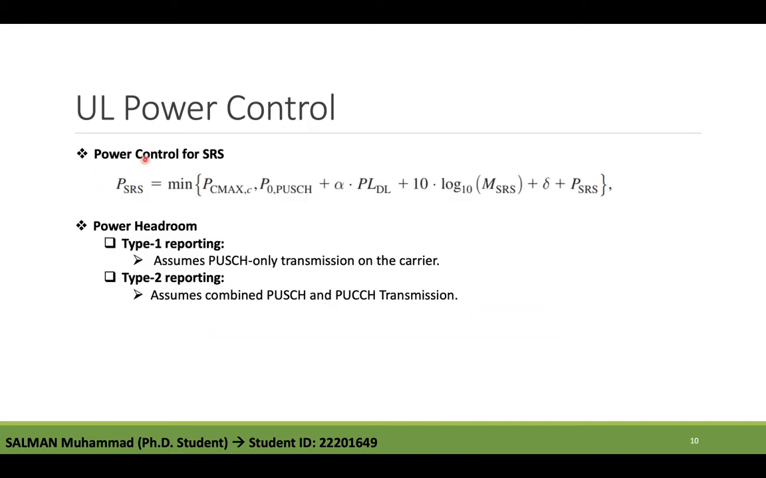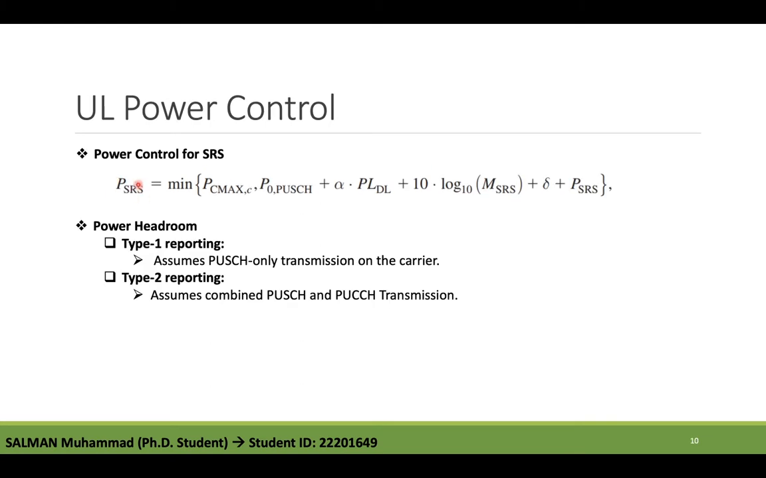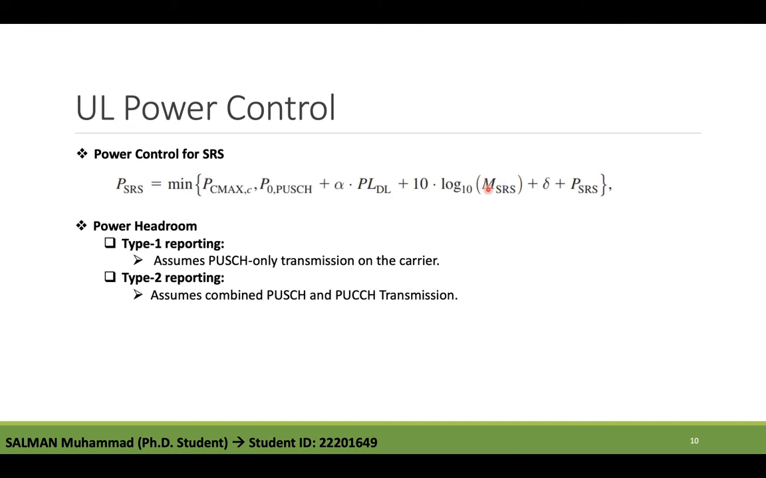The power control for the SRS is almost similar to the power control of the PUSCH, where the P_SRS is the configurable power offset. The parameters P0_PUSCH, alpha, and delta are the same as we saw in the above equation, which was for the PUSCH. Furthermore, M_SRS is the bandwidth expressed as the number of resource blocks of the SRS transmission, and P_SRS is the configurable offset.